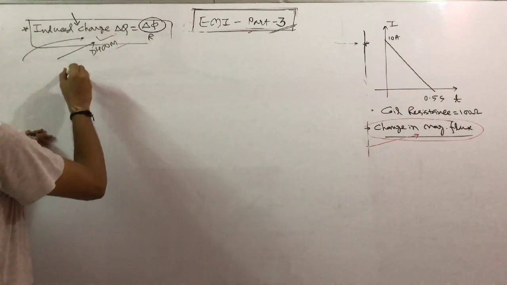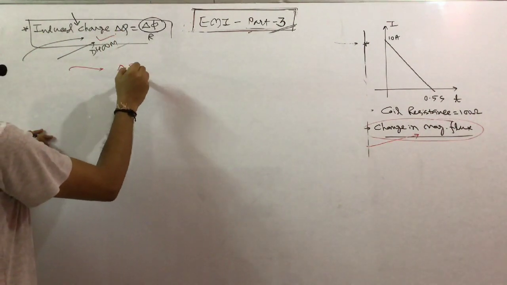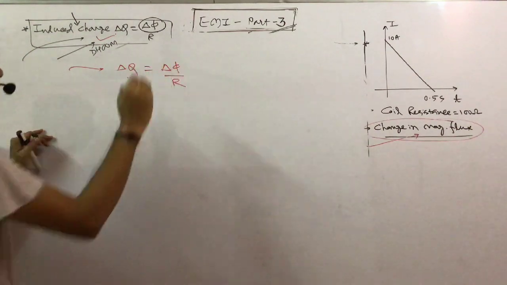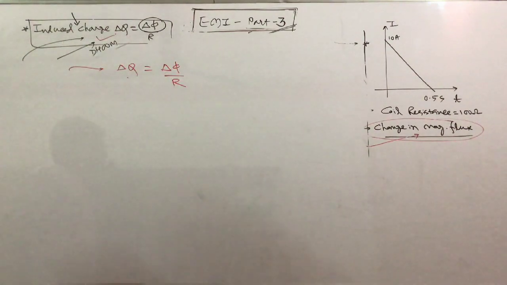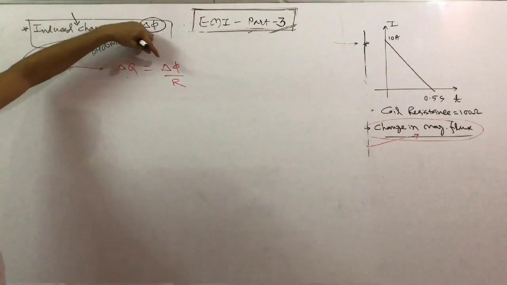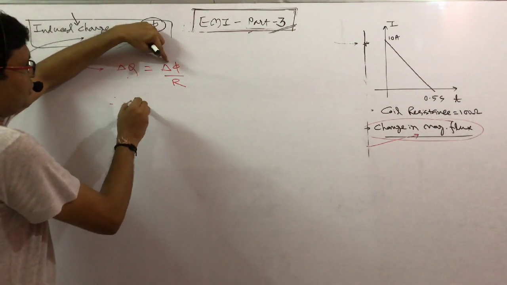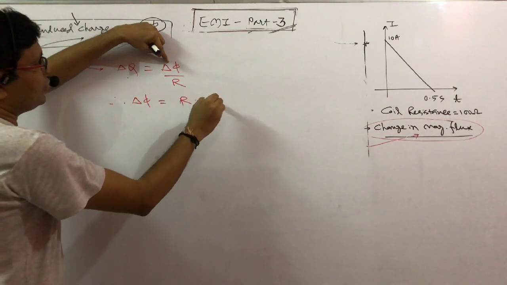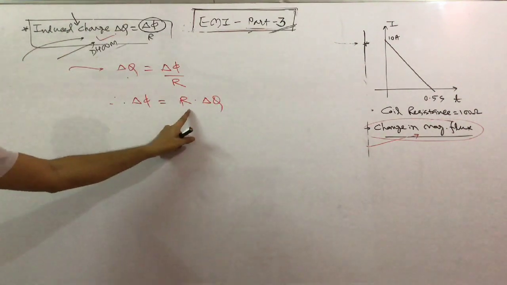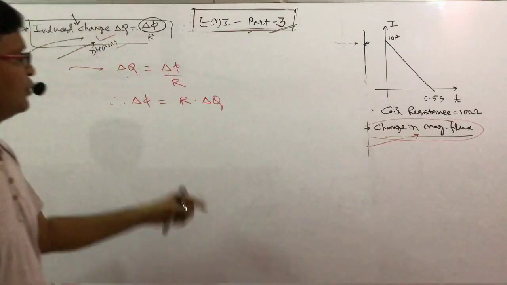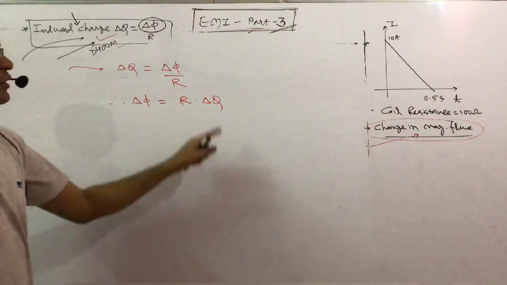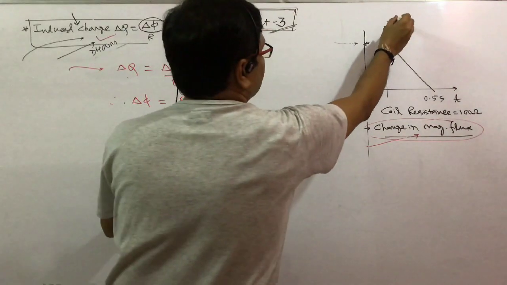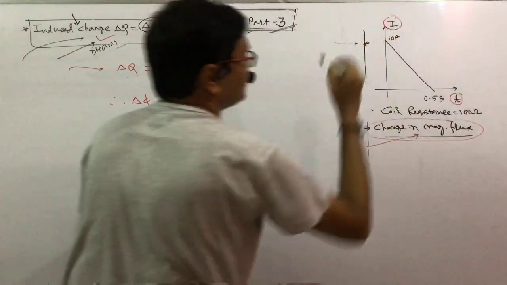Here you can see that the induced charge in the coil, delta Q, is equal to delta phi by R. Supreme formula. So here you would like to find delta phi. So the change in magnetic flux is R into delta Q. You can see R is already with you, 100 ohm. So your next target is to find the charge. We can easily find the charge by using the graph. Check the graph. This is the graph of current versus time.